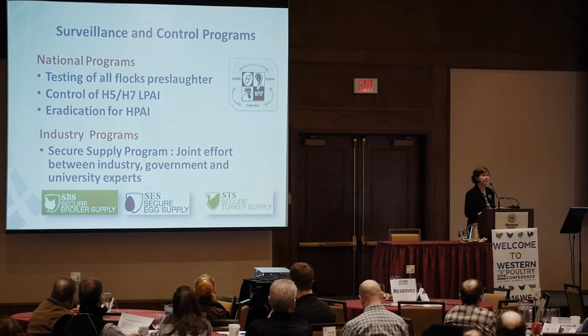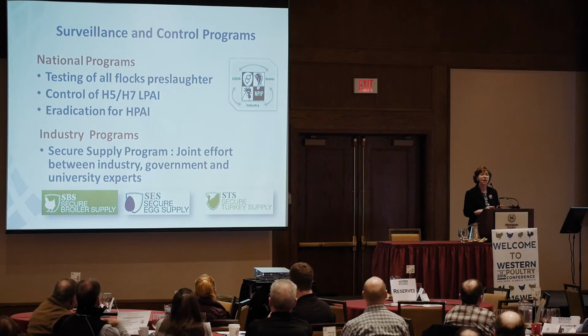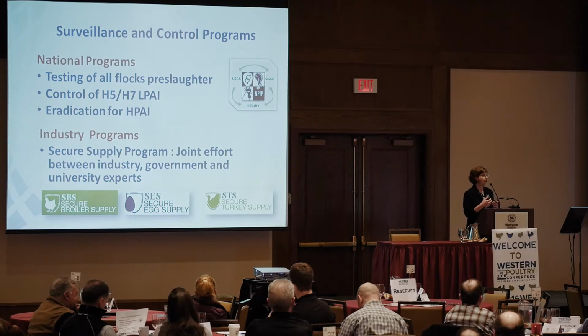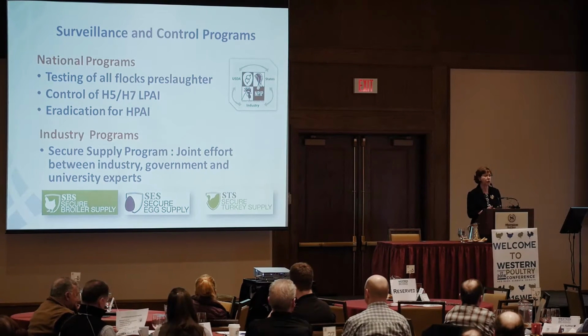In addition to that, there have been some industry programs, which are the secure supply plans for eggs, broilers, and turkeys. This has been a joint project between people in the universities, the academics, with industry and also government being involved. What they were looking at is, if we have high path influenza in a certain area and we have a control zone, how do we manage our business continuity during that time? So it's putting a lot of measures and rules and a plan in place before something happens to prevent the spread, to contain it, but also to allow people to continue their businesses.